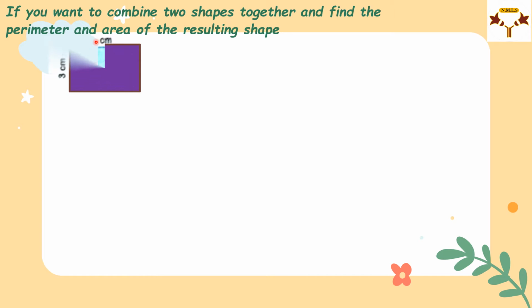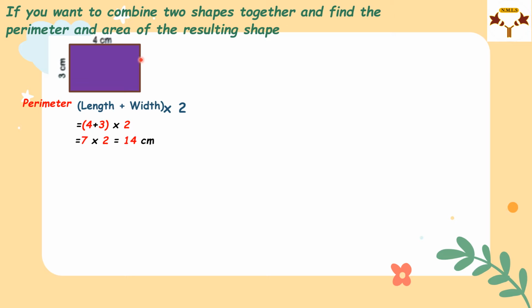Let's see. Here I have this rectangle, so the length here is 4 and the width is 3. So if you want to get the perimeter, it will be length plus width times 2. So 4 plus 3 times 2, that means 7 times 2 equals 14. If you want to get the area, I'm gonna make 4 times 3, length times width. So 4 times 3 equals 12 square centimeters.